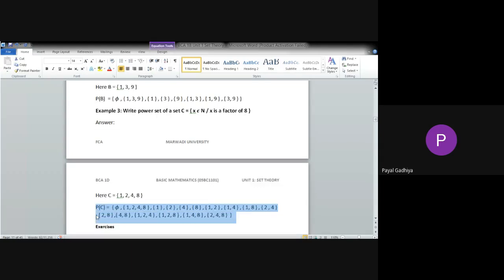So just look at this power set. It has all the subsets of the set C. Okay, singleton 1, 2, 4, 8, then 1 2, 1 4, 1 8, 2 4, 2 8, 4 8. One more thing I want to tell you: if we write 1 comma 2 or 2 comma 1, both are the same. So we have to write it only once. 2 comma 1 will be the same as 1 comma 2. Order is not required over here.